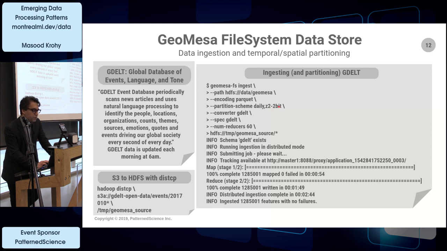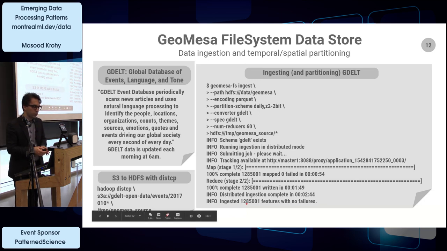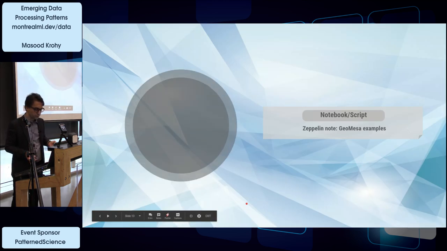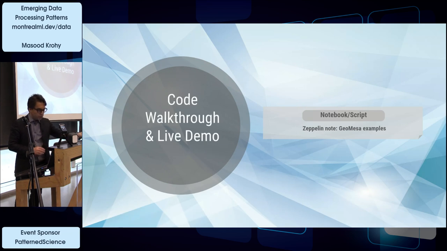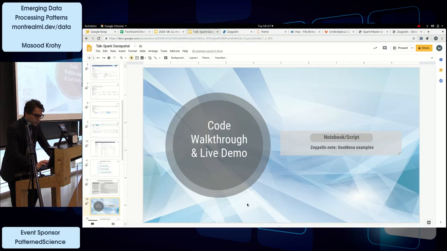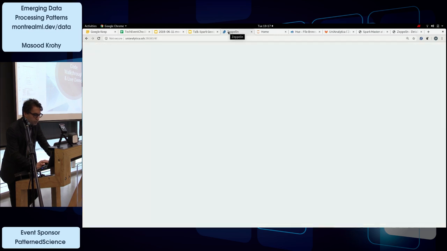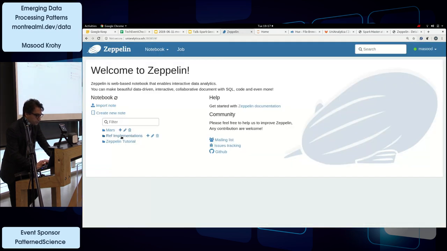We are saying 2 bits here, which basically divides the world into 4 parts. But you could go as granular as you want, depending on your use case and how you want to index your data. When this is done, at the end it reports that it saved 1.2 million features on disk on HDFS. That is how one would ingest data. Now we are going to do some demo and show how to use that data.